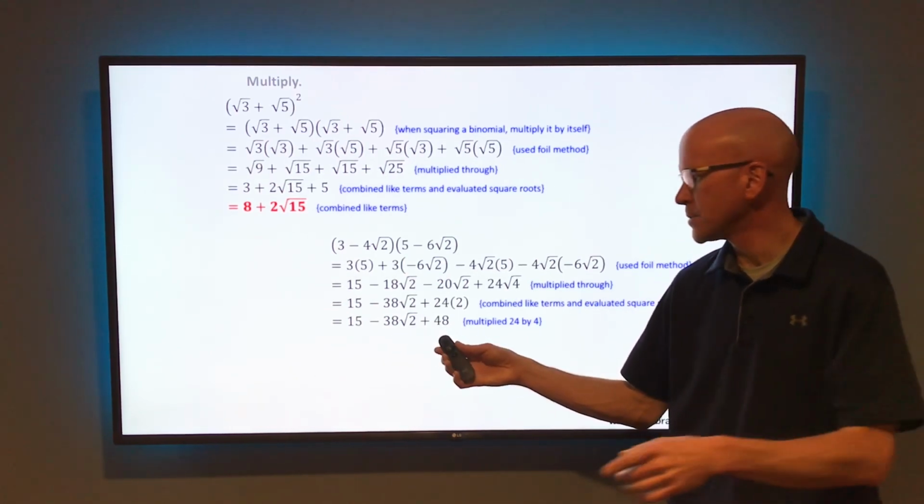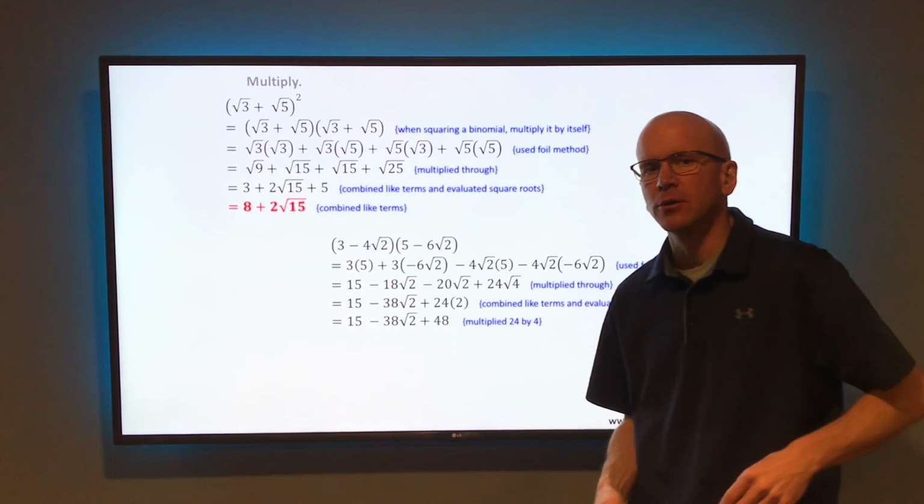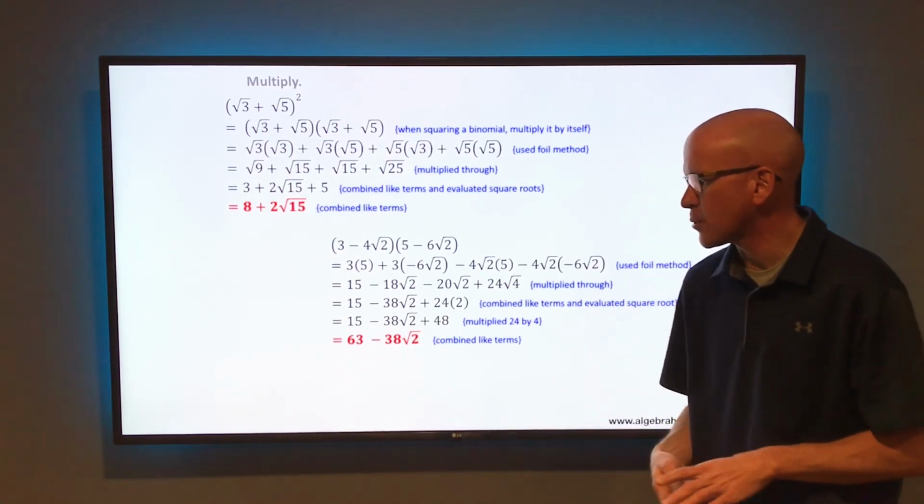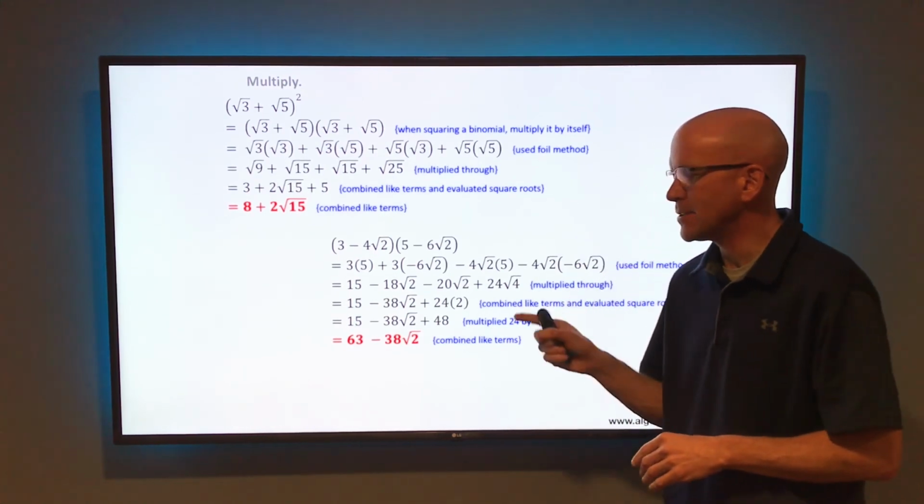Look for any like terms. The 15 and 48, those are like terms. If you combine those, that is going to be 63. So you have 63 minus 38 times the square root of 2, and that is completely simplified.